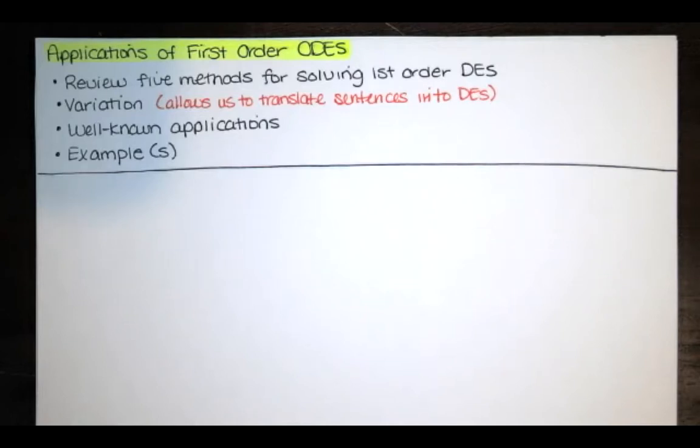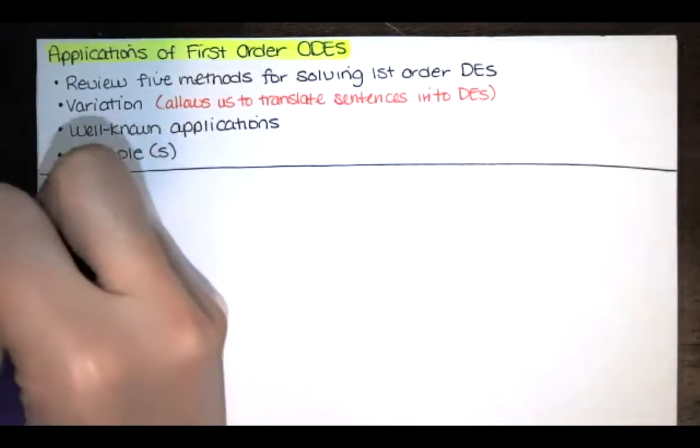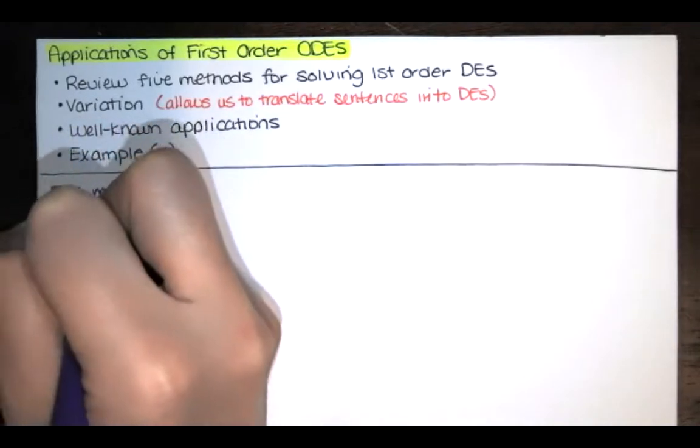Then we'll look at a number of well-known application problems. And then we'll do at least one example, maybe 2 examples, depending on how much time we have. So let's start with our 5 methods for solving first-order ODEs. We talked about separable differential equations.